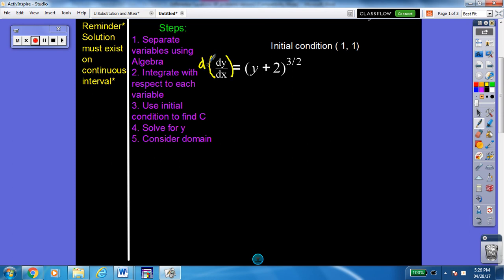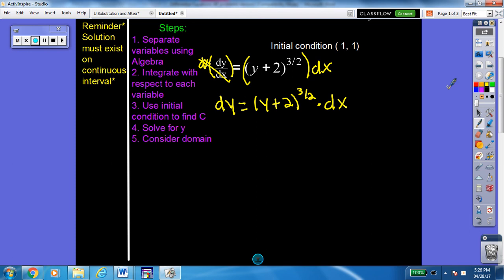So if we multiply everything by dx, that cancels here. Do the same thing over here. Okay, we'll get dy equals (y plus 2) to the 3/2 times dx. So we've got dx on the right side, dy on the left side, but we do have an expression with the y in it on the right.